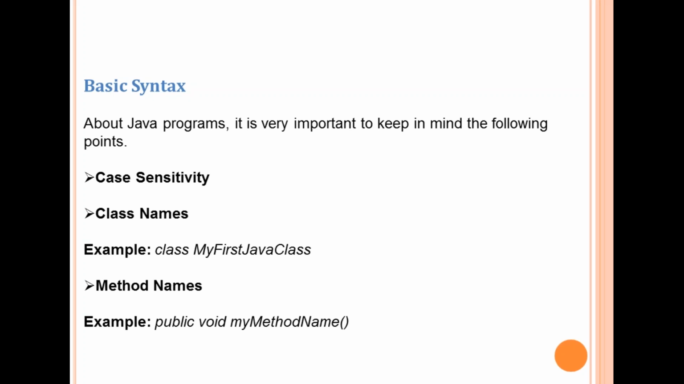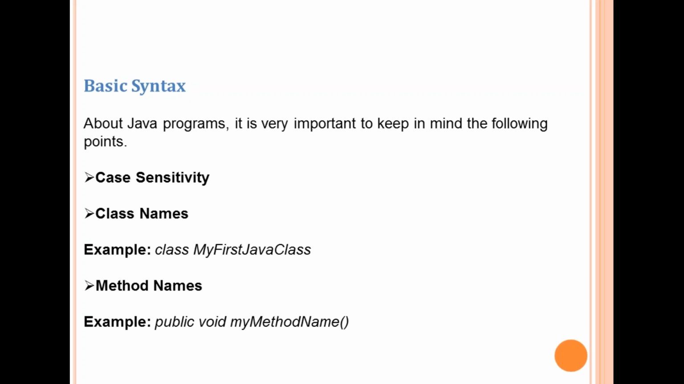Method names. All method names should start with a lowercase letter. If several words are used to form the name of the method, then each inner word's first letter should be in uppercase. Example, public void myMethodName, where we can see my is starting with a lowercase letter.